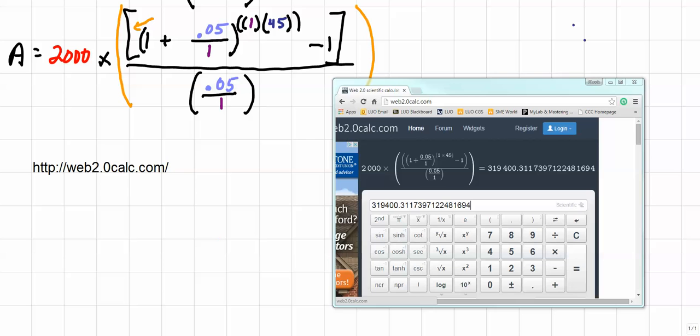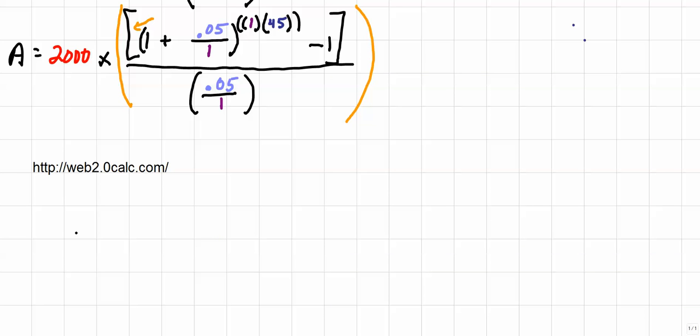Alright, so the answer that we would then input into MyMathLab would be $319,400.31. This would be the accumulated amount.